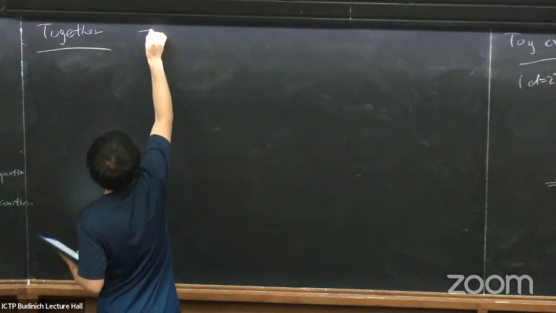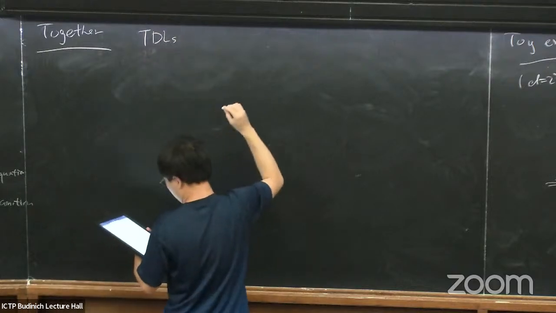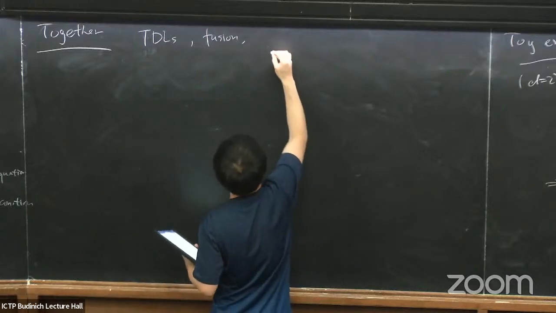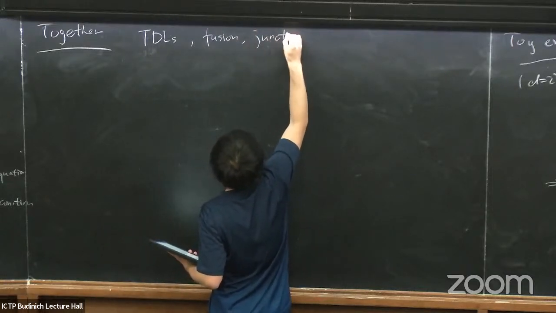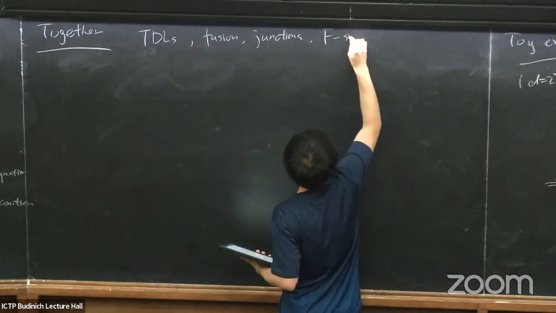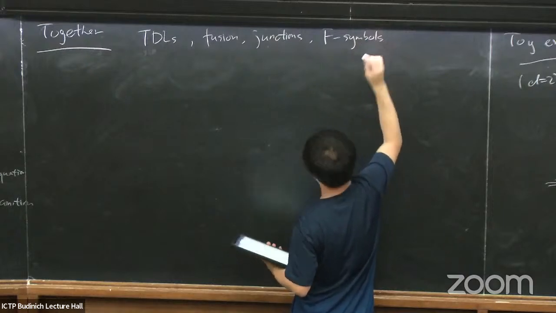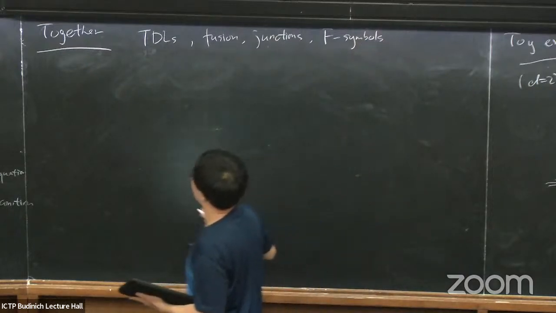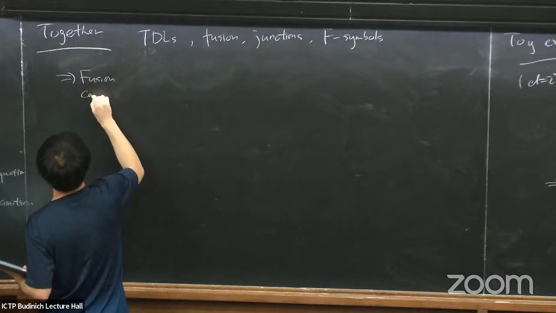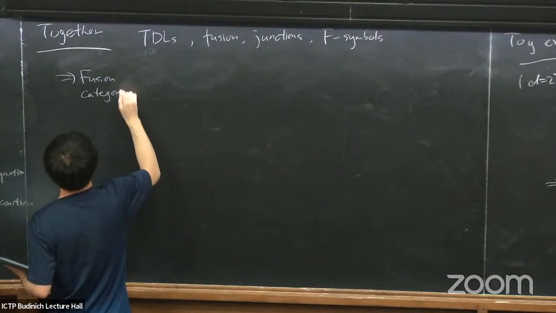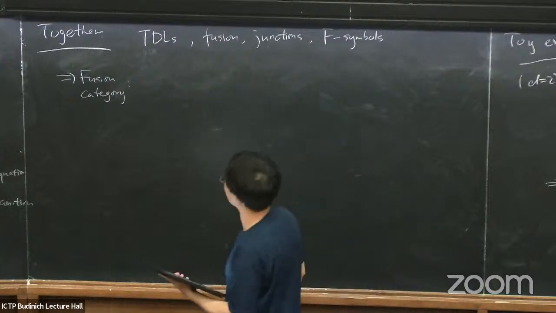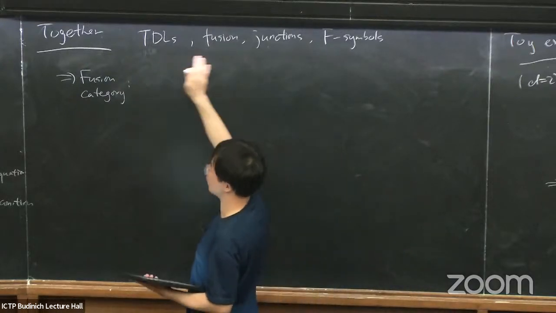Together, so I was saying, the topological defect lines, their fusion junctions. So these are individual building blocks for this underlying structure, and F symbols. They lead to the fusion category, the structure of a fusion category. Okay. So this is just some references in case you have heard about the category before and you want to make connection to the notion of category in this language.